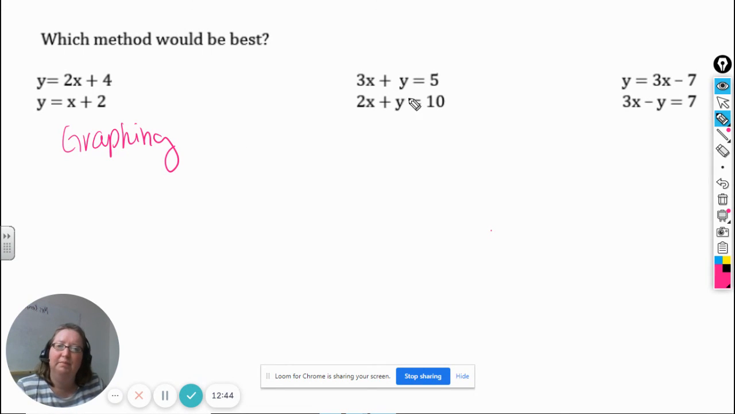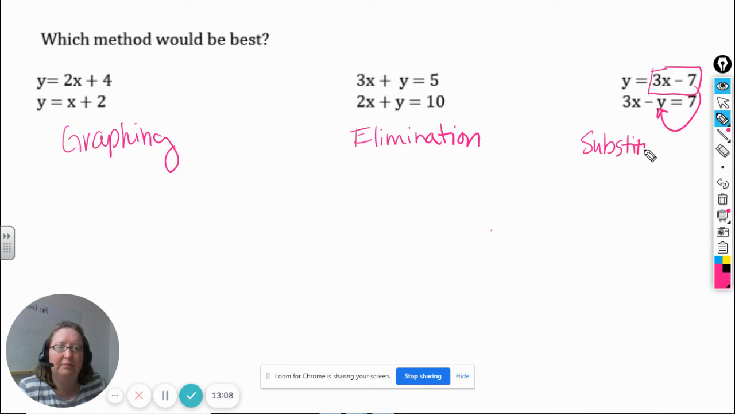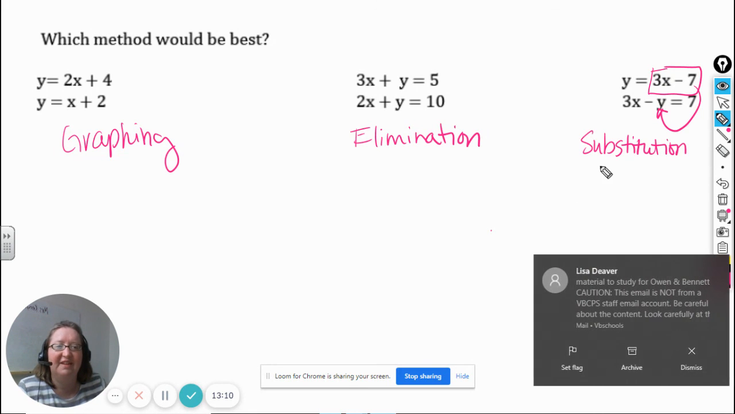Okay, for this one, all I'd have to do is multiply the bottom one or the top one by negative 1, and then these two would cancel out. So elimination, which I've been demonstrating today, that would be the best method. This one's already set up, so y equals, you can just take this, plug it in for y, and go to town. That's substitution. And that's the end of this video.